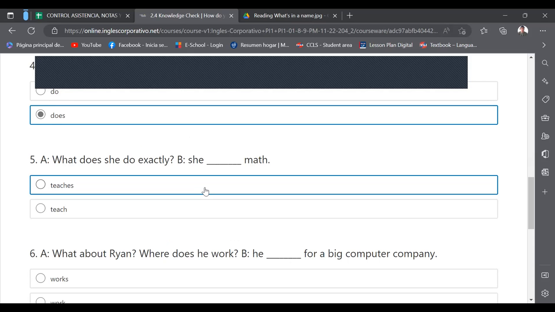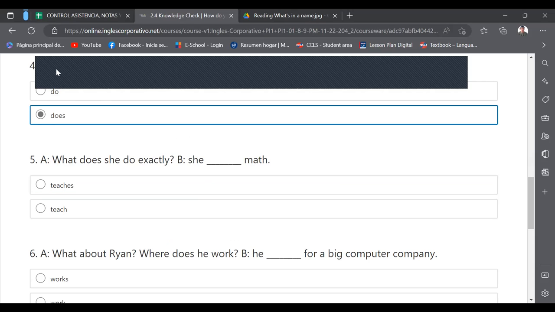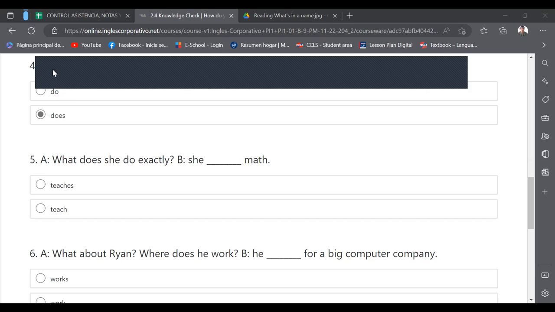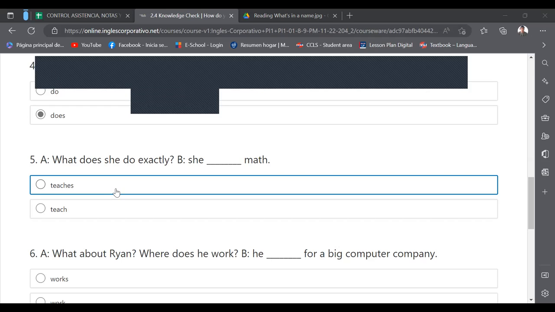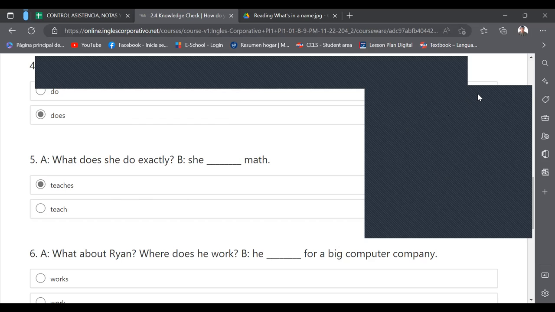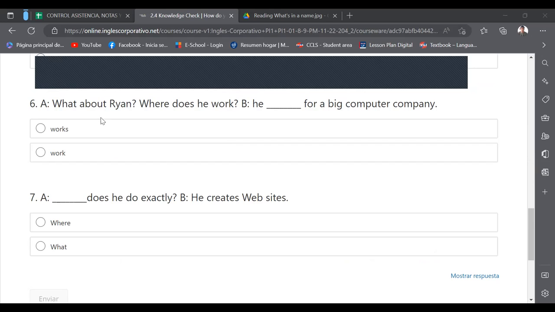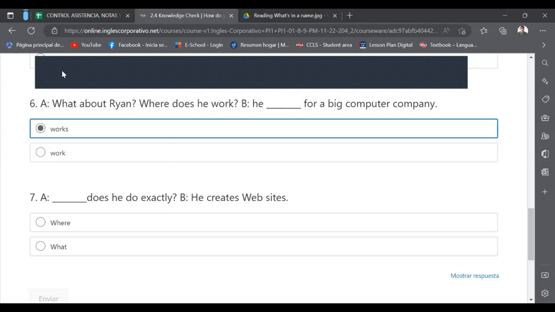Barbara, continue with number five. Okay. What does she do exactly? Exactly, that's right. Math, very good. What does, very good. What does. Very good. Lucia, continue with number six. Number six, Lucia, please. Thank you. What about Ryan? Where does he work? He works for a big computer company. Works. Thank you so much.